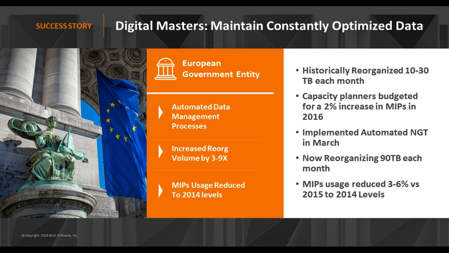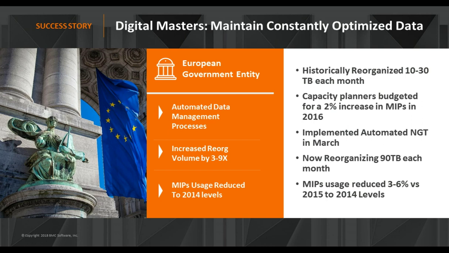We went through it and they said, well, our biggest problem is we have a 2% increase in budgeting for MIPS every single year. We started looking at them. We also found out, well, you're not reorganizing most of your objects. And I said, well, it's because it's too big. We can't do it. We can manage about 10 to 30 terabytes each month. That's about what we can do.